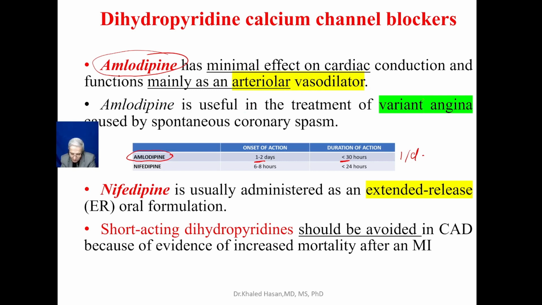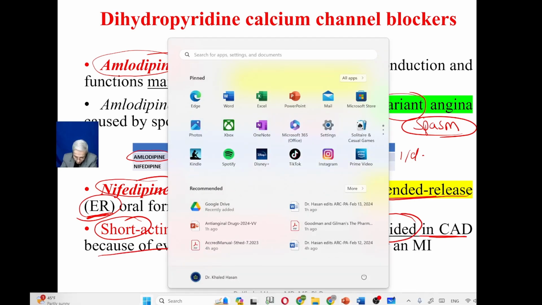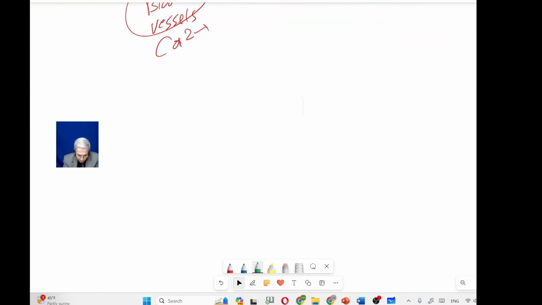Amlodipine is useful in the treatment of variant angina. If you remember, variant angina is related to spontaneous spasm of the coronary artery. Amlodipine is the treatment of choice. Nifedipine is usually administered as extended release. Normally we prescribe nifedipine for patients suffering from angina, but we go with the extended release. Short-acting dihydropyridines like nifedipine should be avoided in patients with coronary artery disease. I hope this will make sense. Long-acting nifedipine and amlodipine will be good for the heart, and we need to explain what happens there.